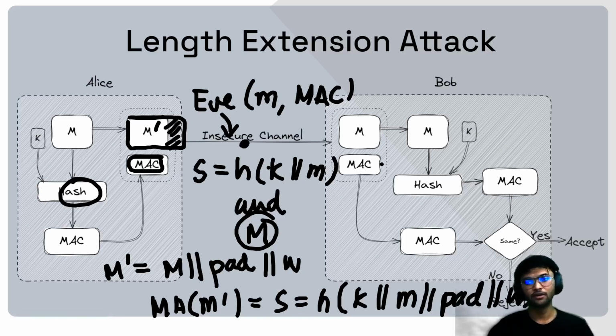Now, when Bob receives this modified message M and the corresponding MAC of M dash, they are unable to determine this modification.